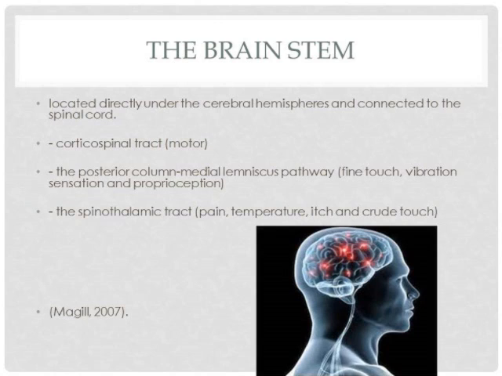The brainstem allows nerve connections from both the motor and sensory systems to pass from the brain to the rest of the body. This includes the corticospinal tract, which is motor; the posterior column medial lemniscus pathway, which is fine touch, vibration sensation, and proprioception; and the spinothalamic tract, which is pain, temperature, itch, and crude touch.